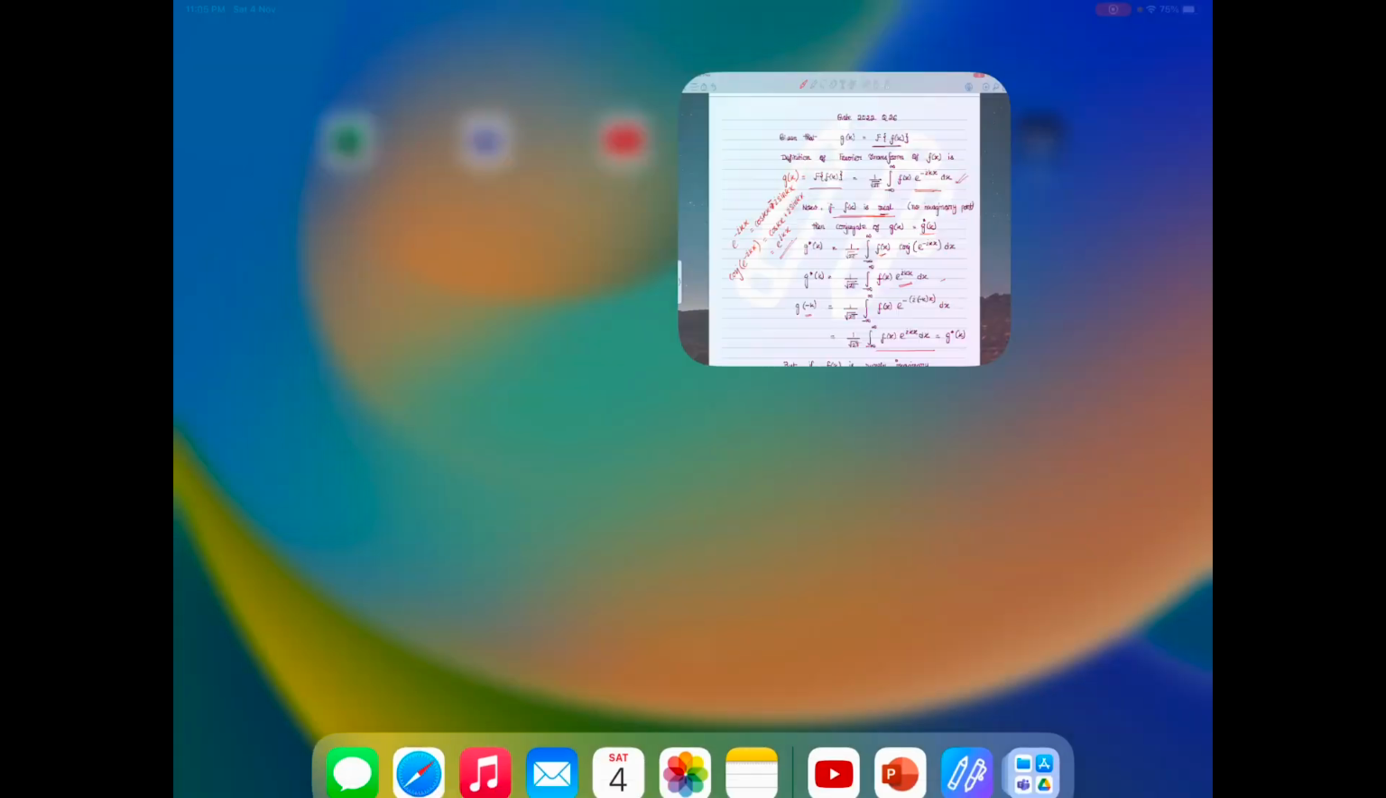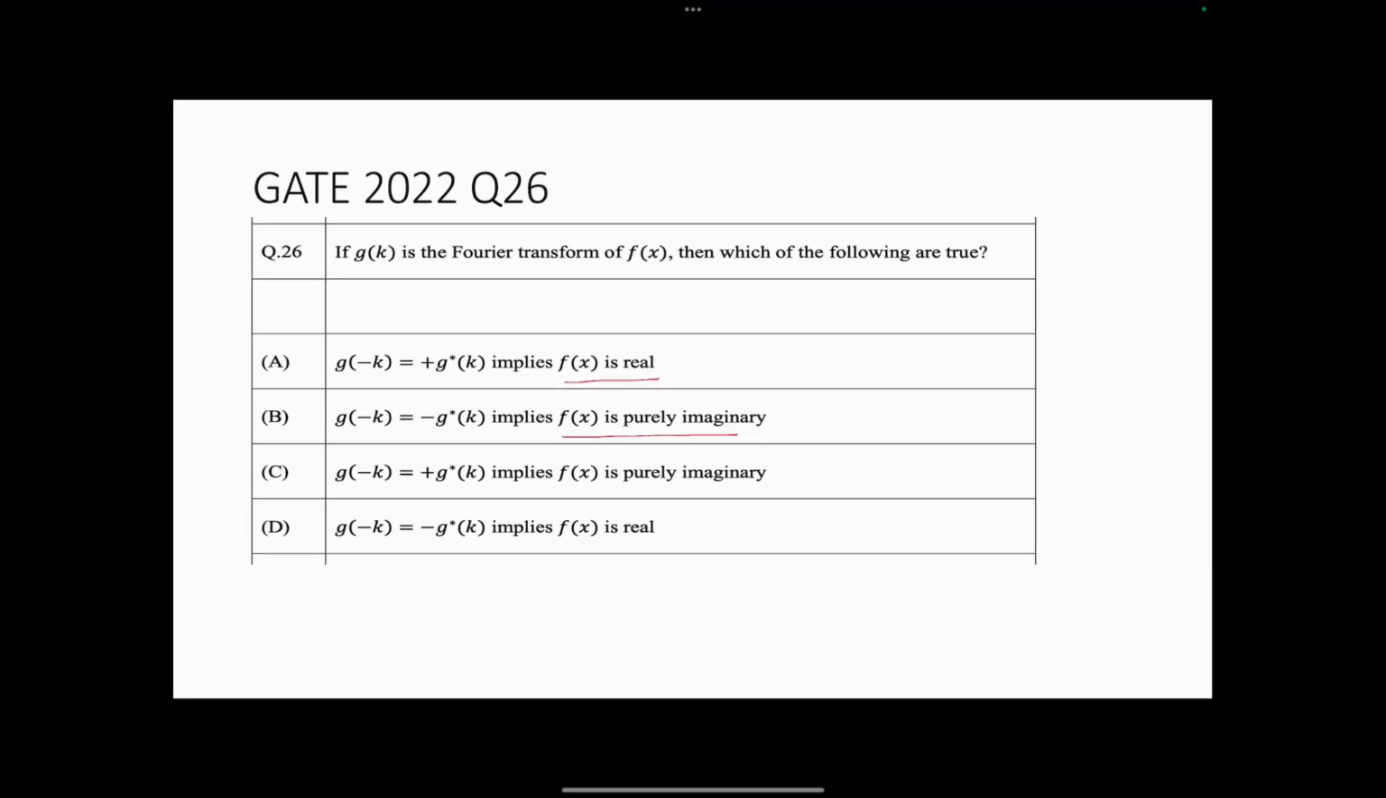Therefore, if we come to the question again, we can clearly see that g of minus k is equal to plus g star k, which we have found. And we have seen that it is true when f(x) is real. Therefore, this is definitely a correct option.